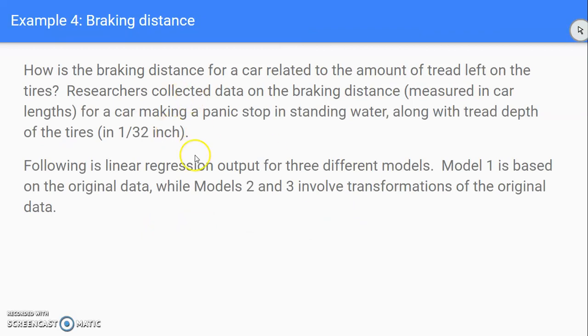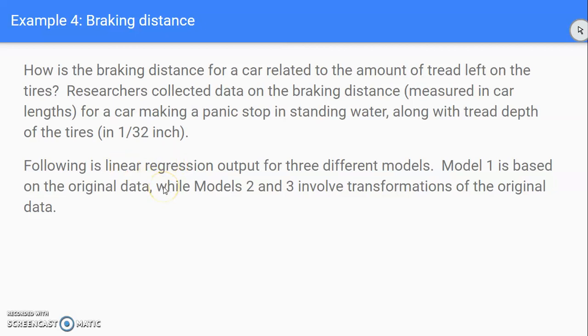So this is looking at braking distance or stopping distance for a car, which is the amount of distance a car takes before it can come to a complete stop. Less is better. Researchers collected data on the braking distance measured in car lengths for a car making a panic stop in standing water, along with the tread depth of the tires. So following is a linear regression. The tread depth is in 1/32 of an inch units.